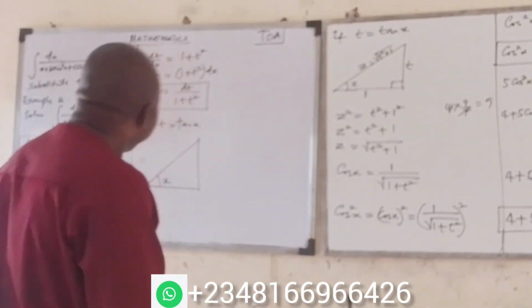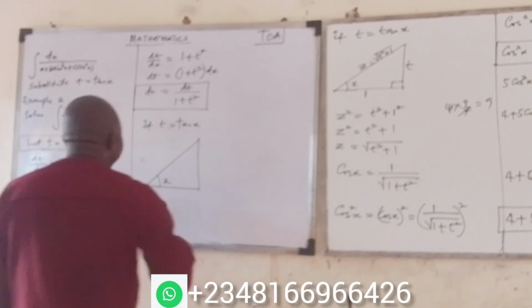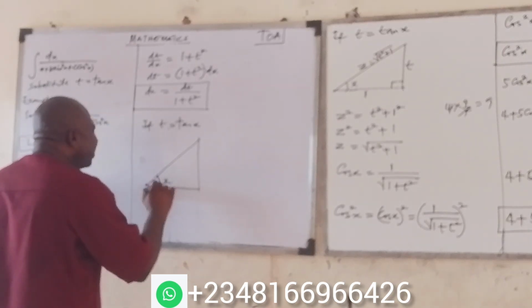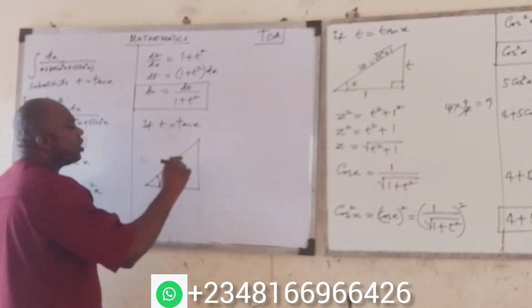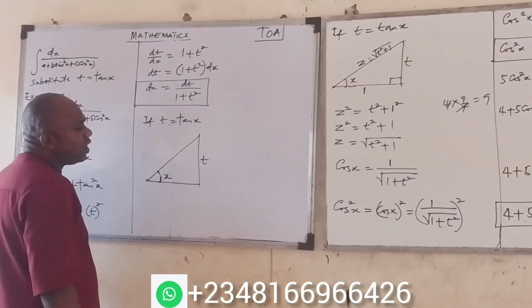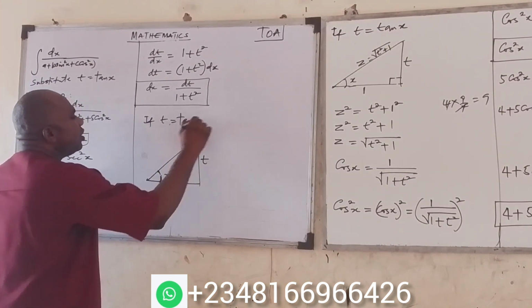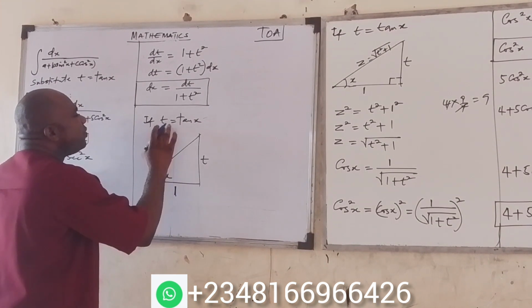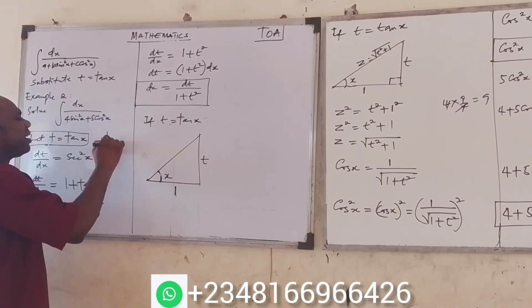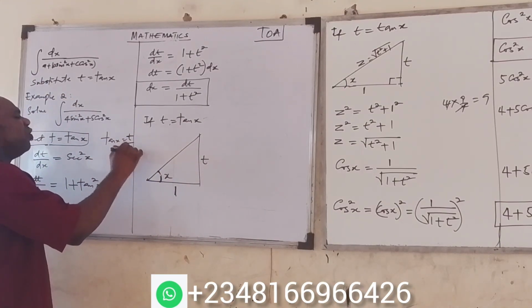So here we are looking at the opposite, and we all know that the side facing the given angle is the opposite. So here we have t. Then the adjacent is 1, because if t is tan x, it means tan x is the same as saying t over 1.